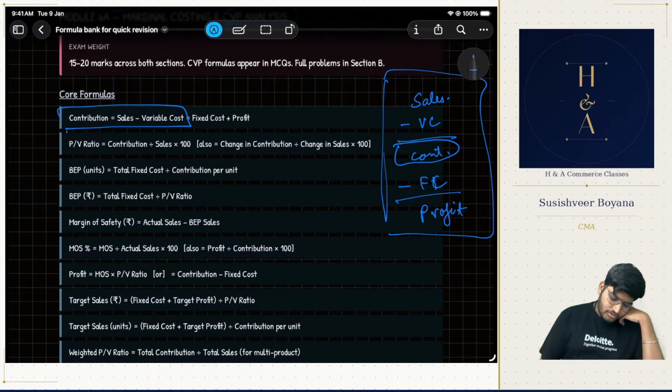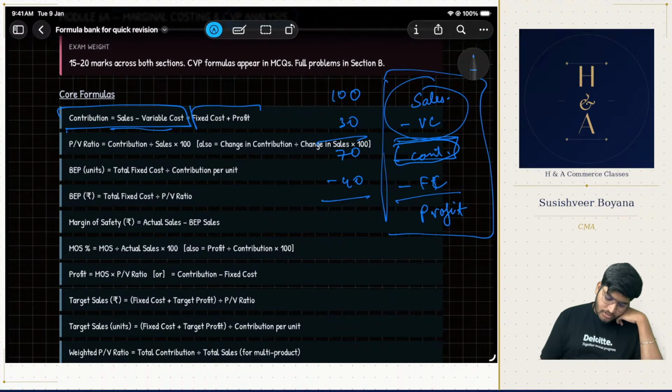So what is contribution? Sales minus variable cost, yes or no? Second part, for example, let us start with figures: sales 100, variable cost 30. Contribution is 70. Fixed cost is 40. We get a profit of 30. Am I not making simple sense that sales minus variable cost is contribution? And to get 70 from the bottom, 30 plus 40 gives me 70. That means fixed cost plus profit is contribution. Understood the first formula?